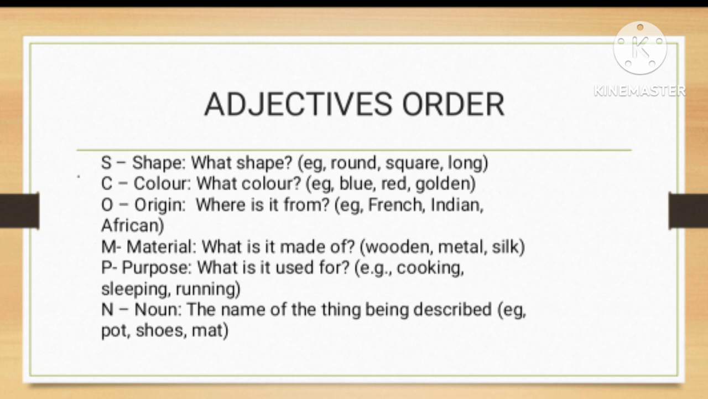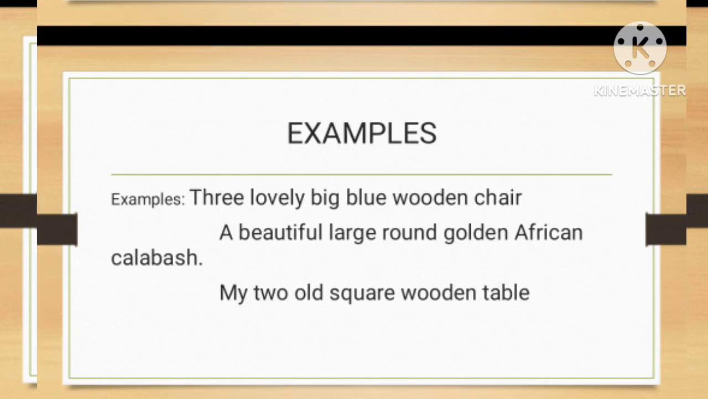Alright, that's pretty much about adjectives order. All you need to do is to memorize the mnemonic, the Cosas Comp N. Once you're able to memorize it and remember what each letter stands for, it will be very easy for you to answer any question on adjectives order. It will become a cakewalk for you. Just memorize the mnemonic, the Cosas Comp N, okay?